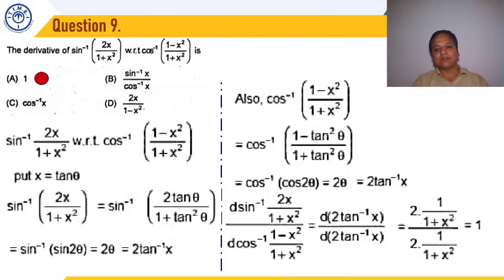Since both the terms simplify to 2 tan inverse x, we are finding differentiation of 2 tan inverse x with respect to differentiation of 2 tan inverse x. Numerator is 2 into 1 upon 1 plus x square, differentiation of tan inverse x. Denominator is also 2 into 1 upon 1 plus x square. Entire numerator and denominator are identical, so they cancel out. We get the value as 1. So by simplifying, the question becomes much easier to get the answer. So the answer is 1. I hope this is clear. We have done 3 questions on inverse functions also.